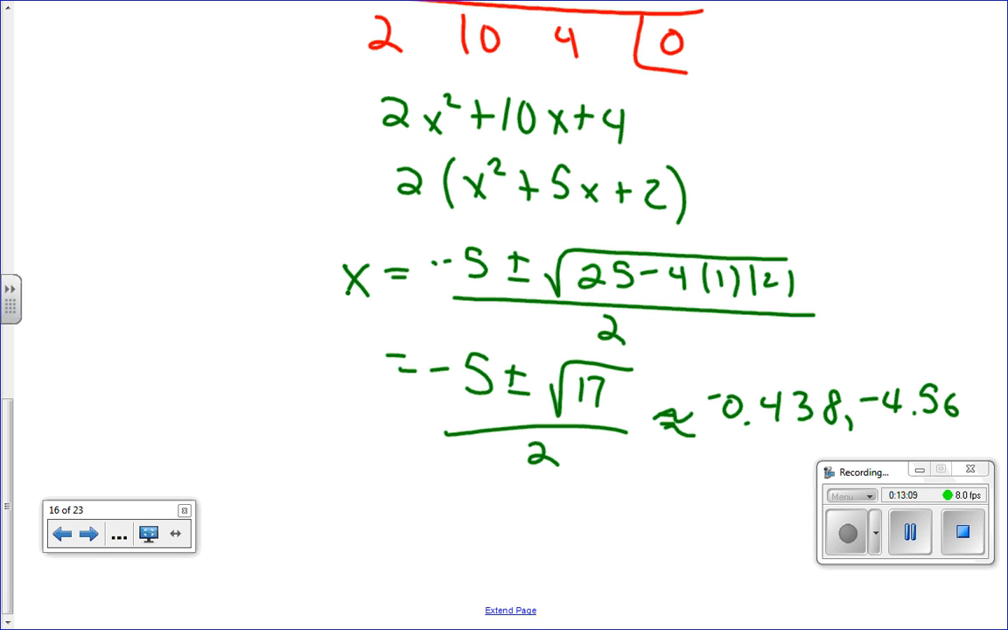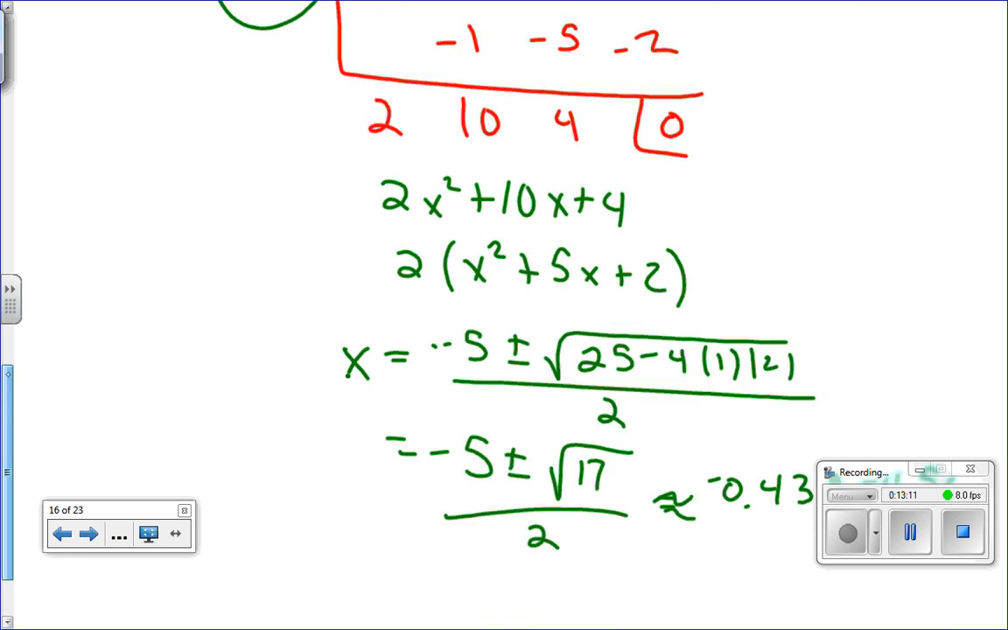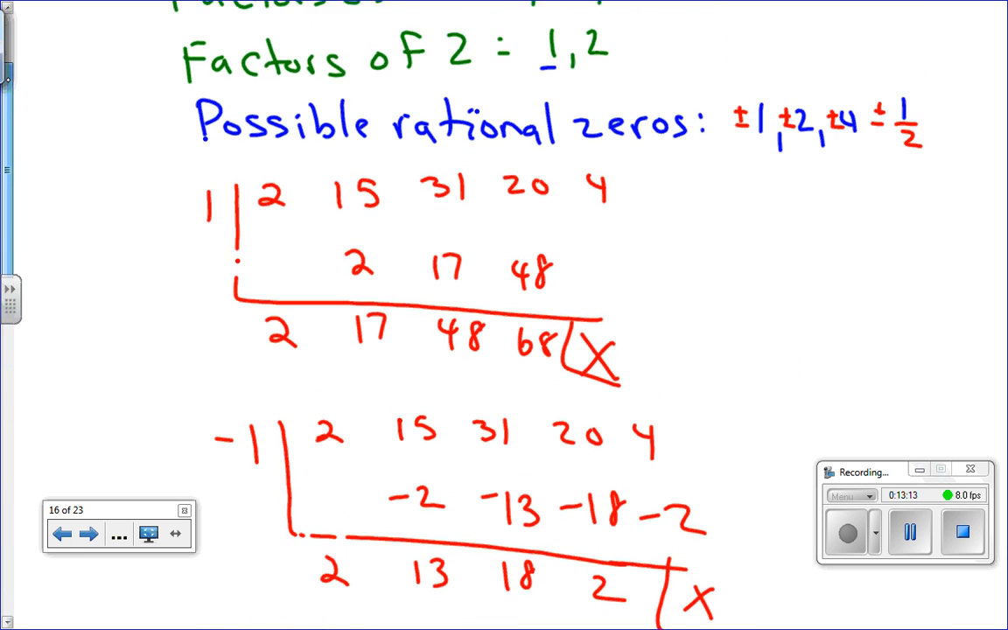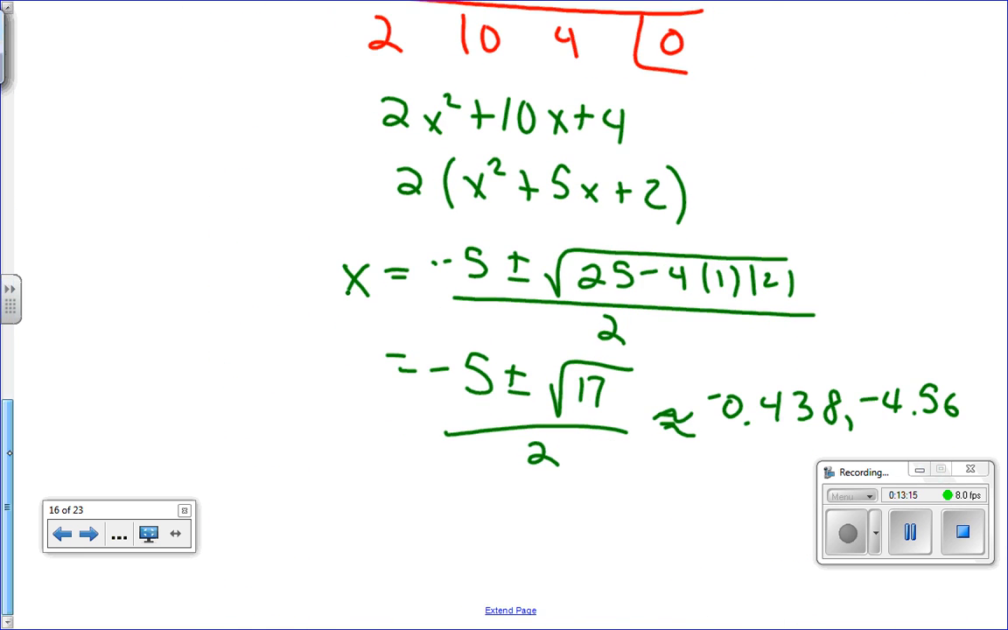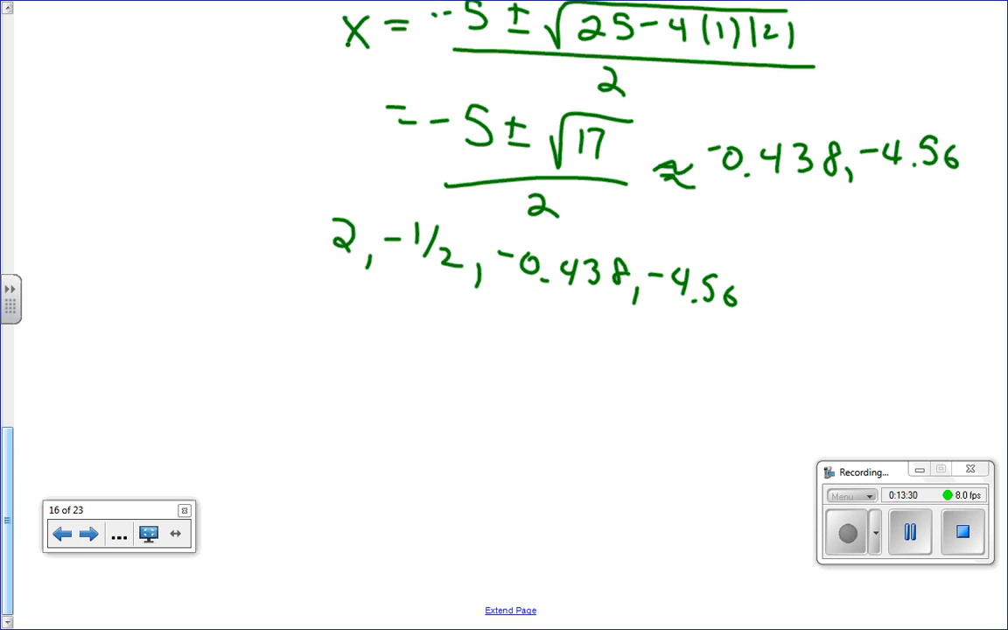I found the first 2 by looking at possible candidates, 2 and negative 1/2. So 2 and negative 1/2. And the other 2 are listed here. I'll just put the decimal approximation, and here they are. So with this information, I could make a sketch of this. Let's do that.